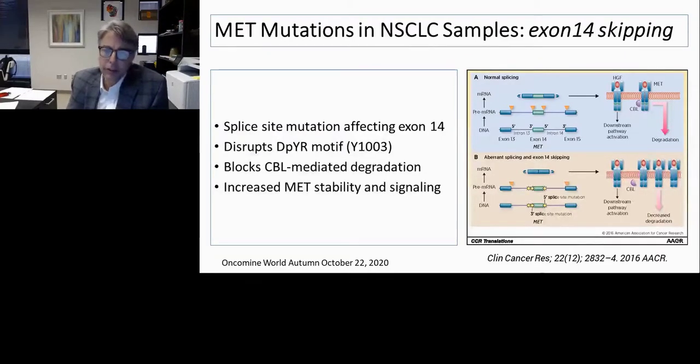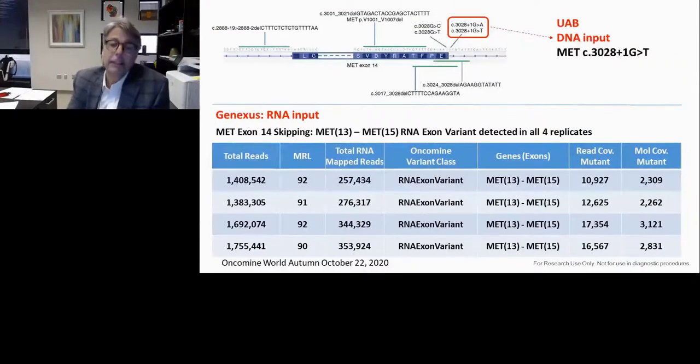Now, in certain tumors, including lung cancer, MET exon 14 is deleted, and that leads to exon 13 being spliced adjacent to exon 15. The consequence of this is that the CBL recognition site is now deleted, and that leads to accumulation of MET in the membrane and increased MET signaling, which promotes cell growth. So in order to detect this event, you can take 2 strategies.